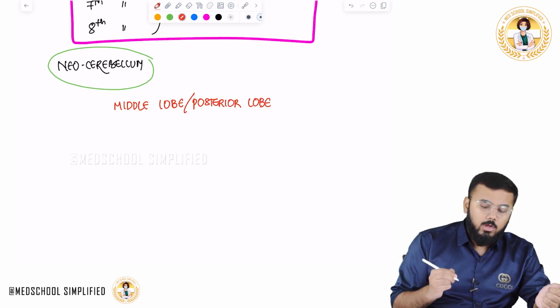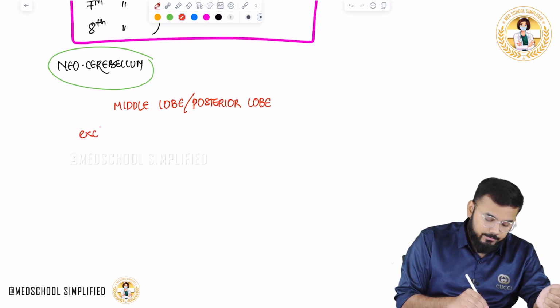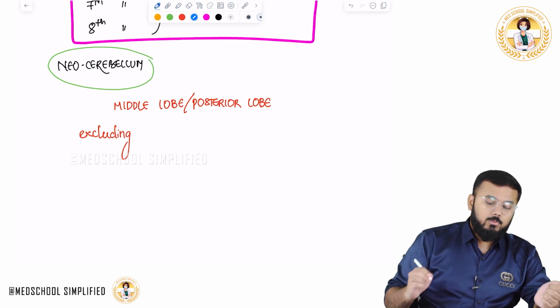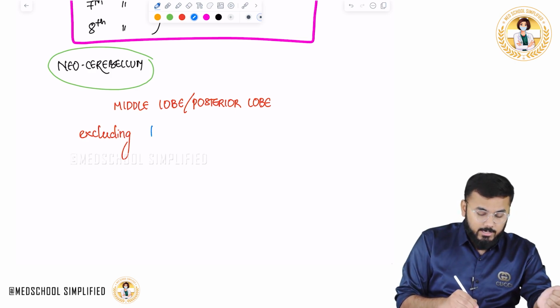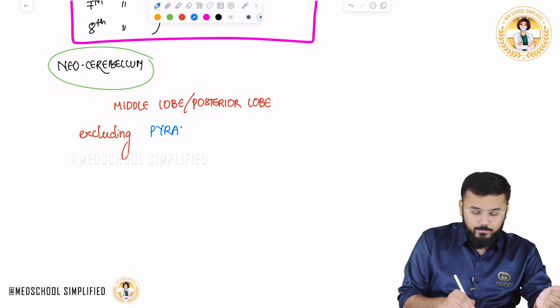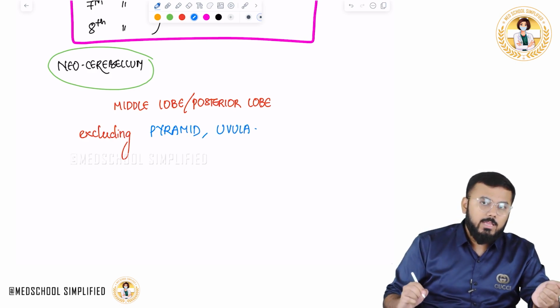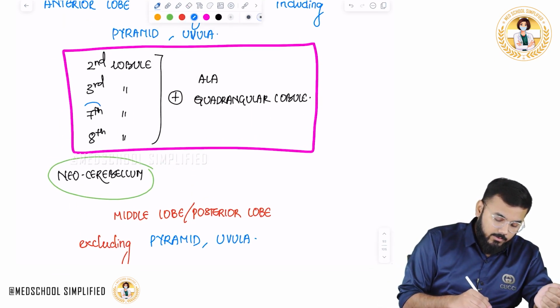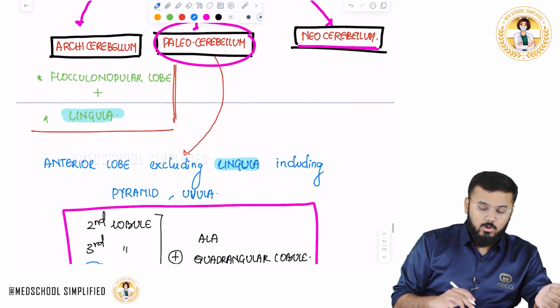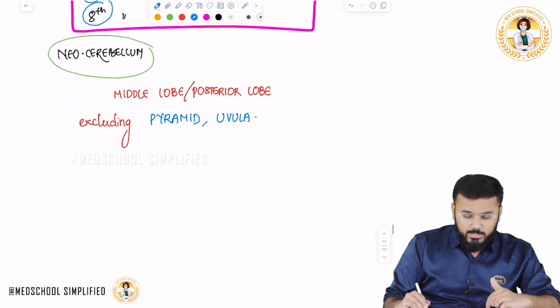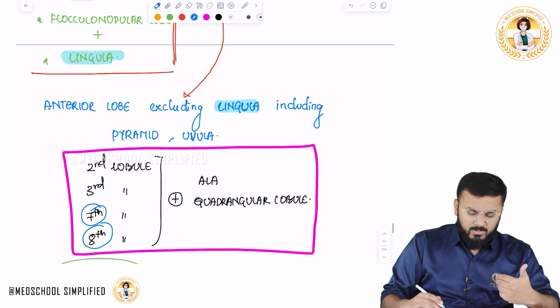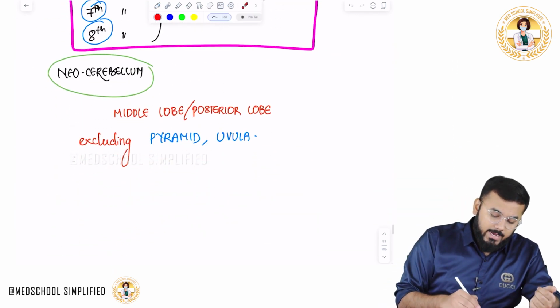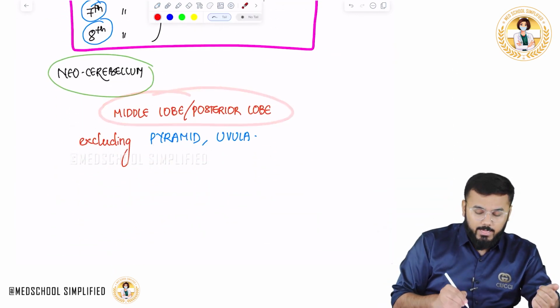So the middle lobe or the posterior lobe, excluding two other lobes. What are these two other lobes? Your 7th and 8th, pyramid and uvula. Why are you excluding pyramid and uvula? Because pyramid and uvula, the 7th and the 8th, we have already discussed in the case of paleocerebellum. That is why we are not including them under neocerebellum. So he is telling here that the entire middle or posterior lobe, excluding these two.